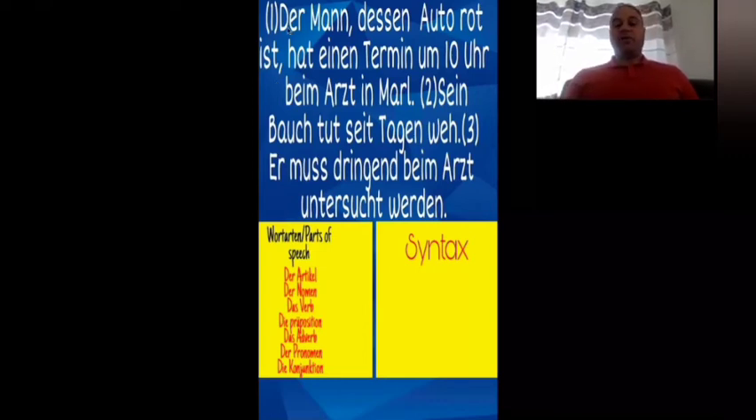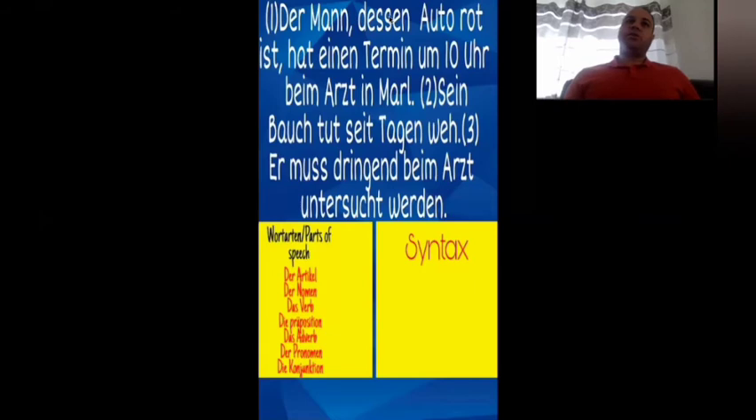As you can see, the verb of the dependent clause must be put at the very end of the sentence. This kind of sentence is known as Nebensatz. That's why we put the verb at the very end of the sentence. But in a main clause, we put it in its own place.